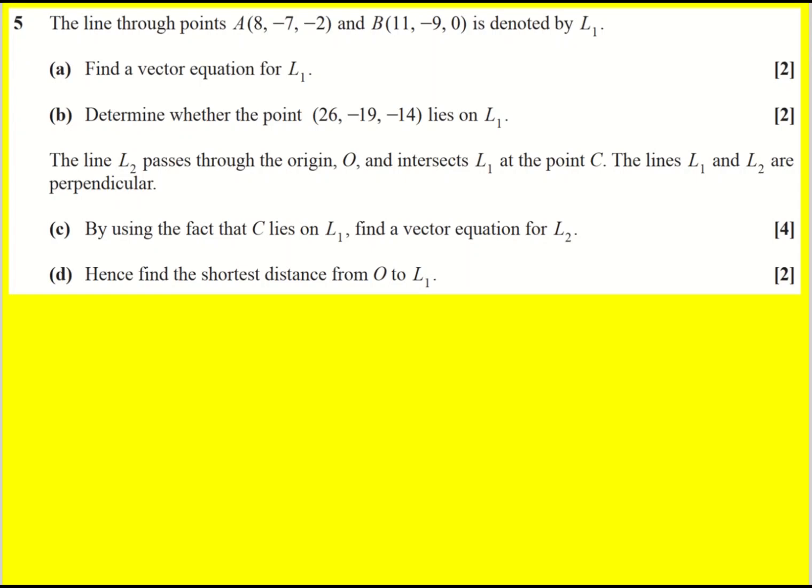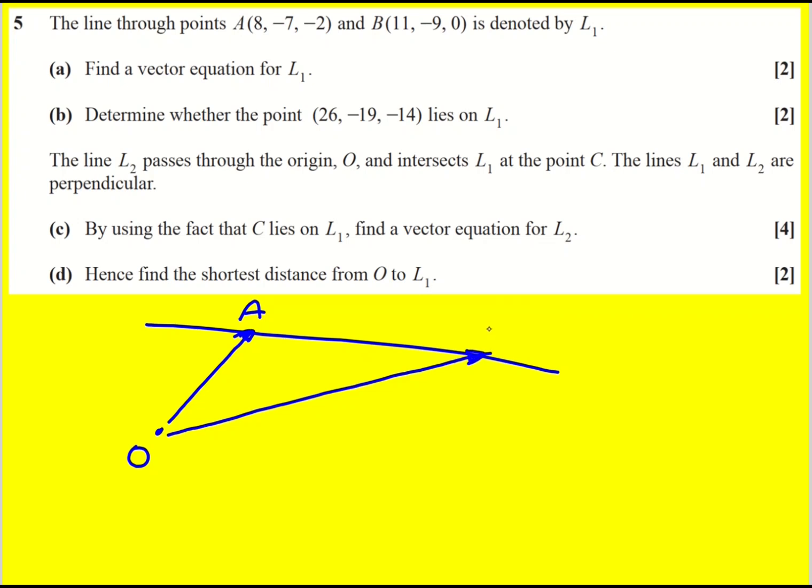The line through these 2 points is denoted by L1. Find a vector equation. So we've got the origin and we've got a line here. We know that A is on the line, so that's my position vector, OA. And then B is also on the line.